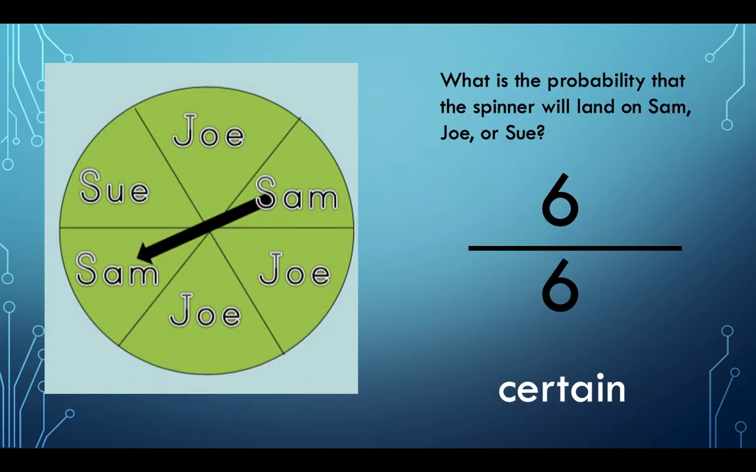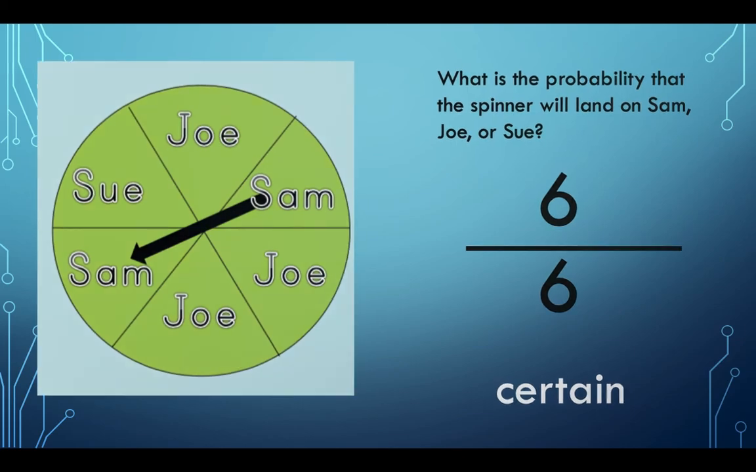All right, here we go. What is the probability the spinner will land on Sam, Joe, or Sue? Well, if you look here, you have 2 spaces that have Sam, 3 spaces that have Joe, and 1 space that has Sue. So you have 6 chances out of 6 that it will land on Sam, Joe, or Sue. So your probability here is certain.